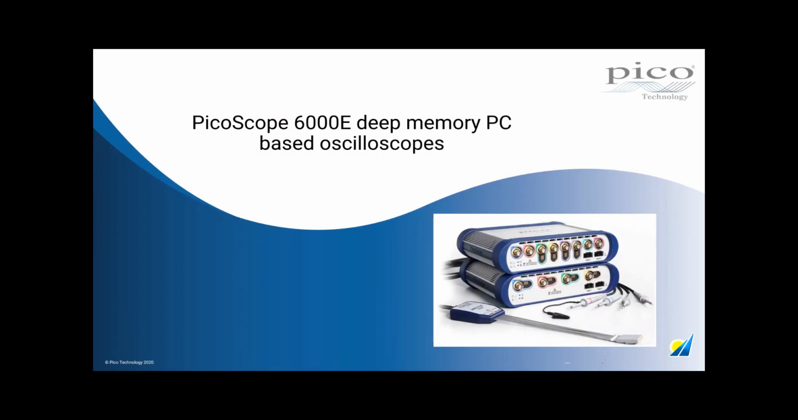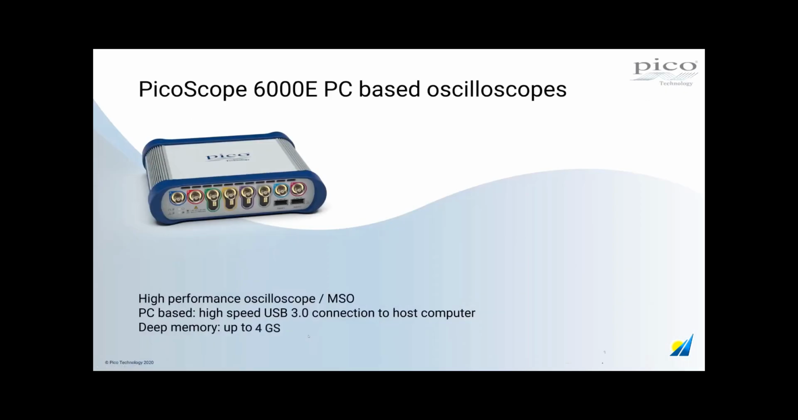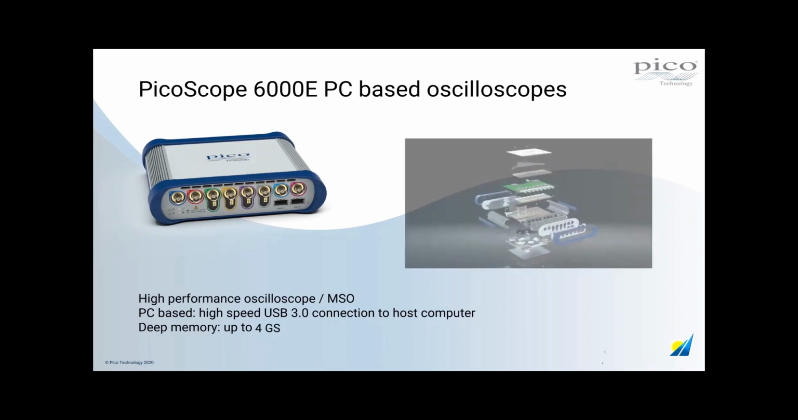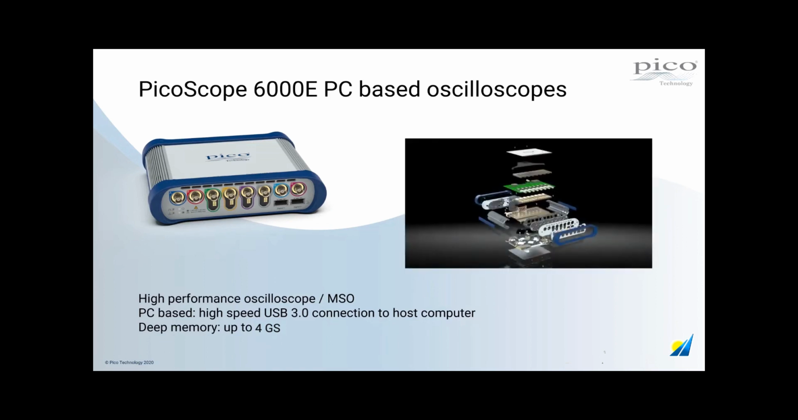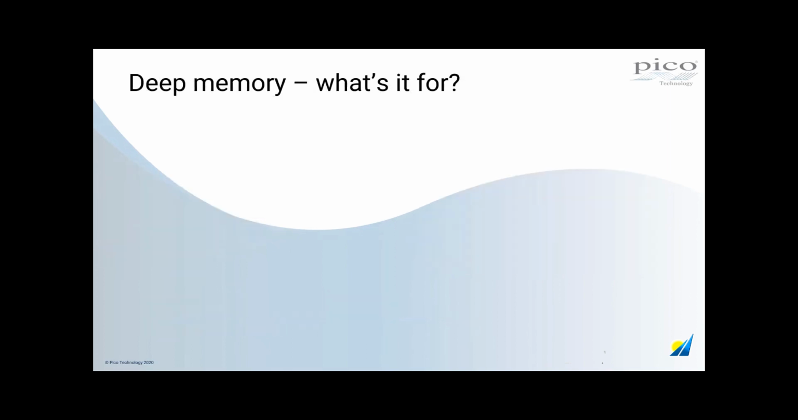I am the Business Development Manager here at Pico Technology, and what we'll be talking about in this video is the PicoScope 6000E series PC-based oscilloscopes. These are high-performance models, 4 and 8 channels, with mixed signal options of either 8 or 16 digital channels. They have a high-speed USB 3 connection to the host computer. And an important feature that we'll be focused on here is the deep memory, so up to 4 gigasamples of capture memory. So deep memory, what's it for and why do we want it?